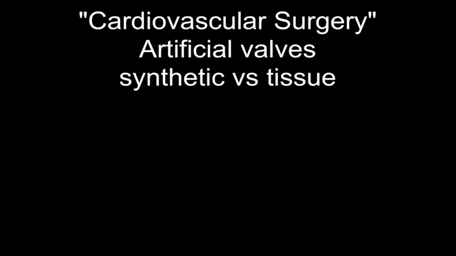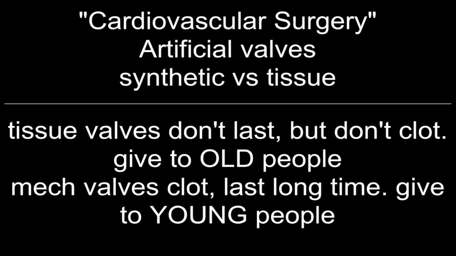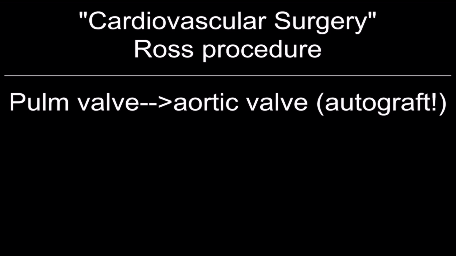Artificial valves, synthetic versus tissue. What's the difference? Tissue valves don't last, but don't clot. Give to old people. Mechanical valves clot and they last a long time, so you give those to young people. Ross procedure, what is this? Pulmonary valve for aortic valve autograft.